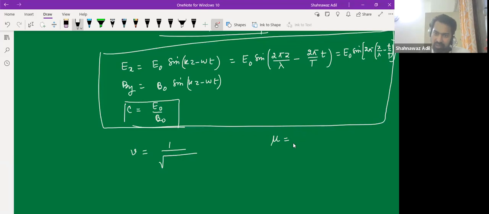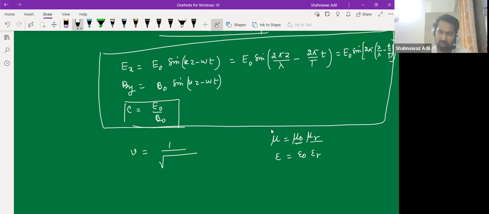So this is mu naught and mu r, right? This is relative permeability and this is the free space. Similarly, we have epsilon. This was what? Epsilon naught and epsilon r. Right, guys?